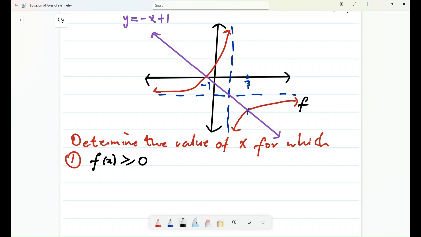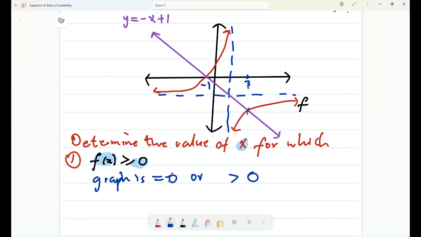So the examiner is saying to us, determine the values of x for which the graph is greater or equal to 0. So now, how do I interpret this question? This question interprets as follows: determine the values of x for which the graph is equal to 0 or above 0. Above or greater than 0.